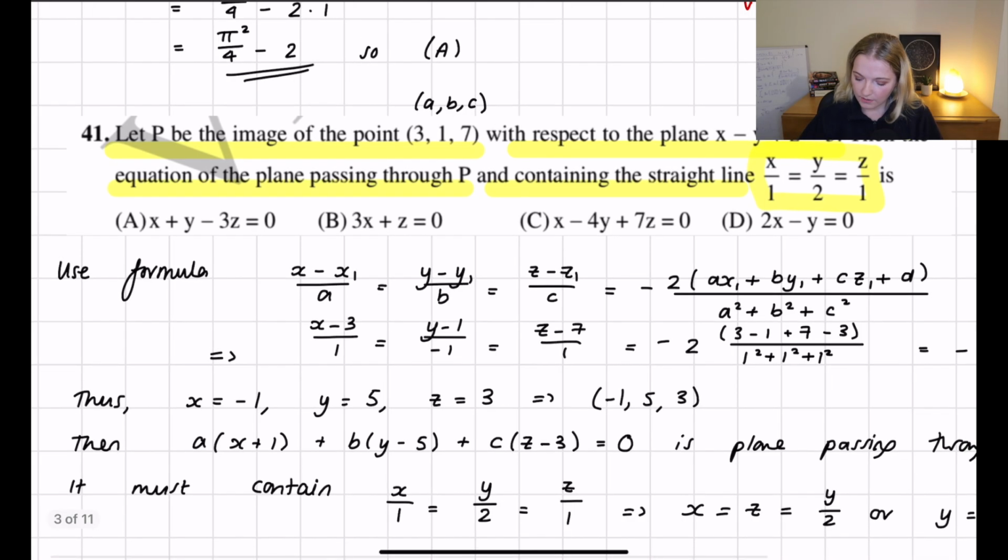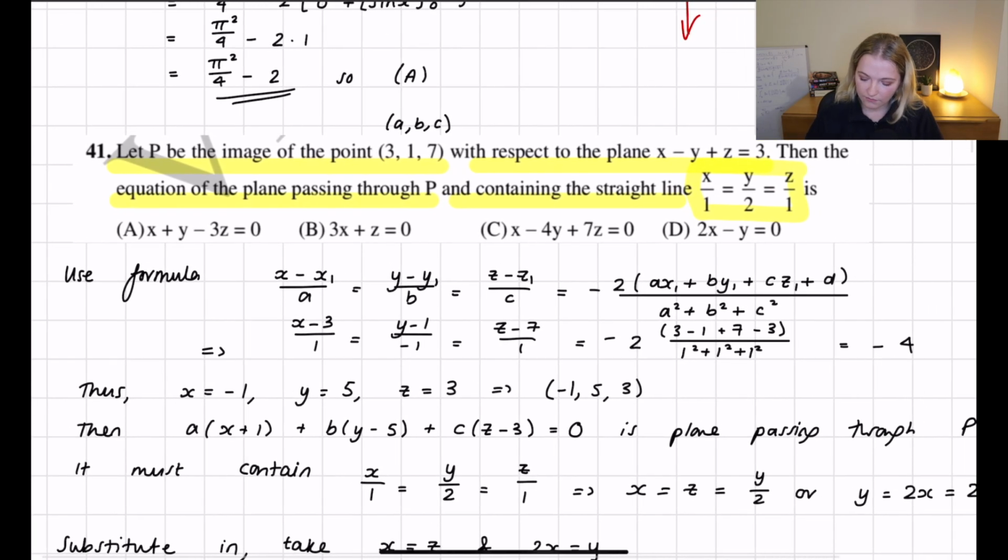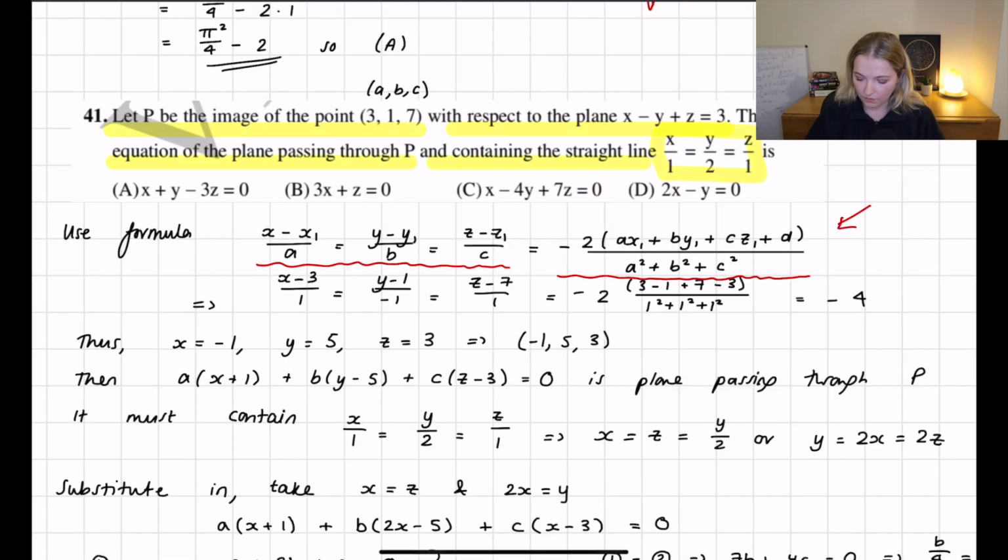Okay, so first of all, what you do is you use the formula for the image of a point, which is given by this here. Now, once you've solved for this formula, you end up with these values for x, y, and z, which means you can then write what the plane is passing through P, and that's just using this point that we've calculated here, and that gives us this formula here. So now it's down to us to calculate what A, B, and C are.